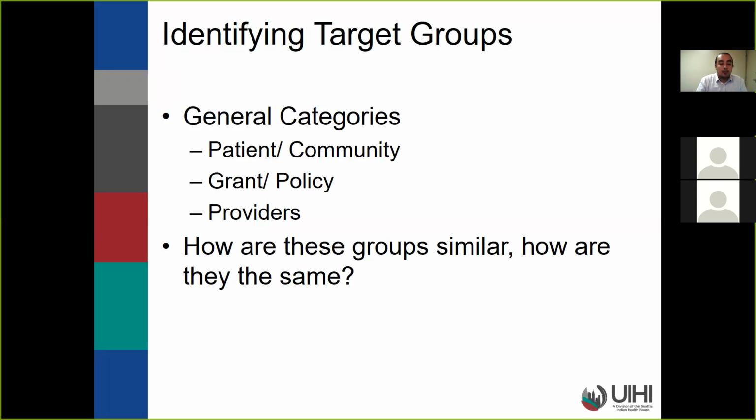I like to think of these as general categories, where there may be situations where things that you may present to a patient or community would make more sense for providers than vice versa. So we'll move on.